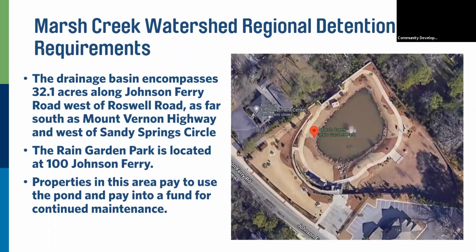So really quickly, let me explain what the Marsh Creek rain garden is. This is a regional detention for properties. As you see here, it's 32 acres. It spans most of downtown Sandy Springs, from Roswell Road to the east, Mount Vernon to the south, and Sandy Springs Circle to the west. This is unique because it was designed so that properties located in this area can utilize the stormwater mitigation that this provides. There is a fee submitted to the city for the use of the pond itself, and then a perpetual maintenance fee that is also included. It's based on the acreage that's being disturbed for those sites.